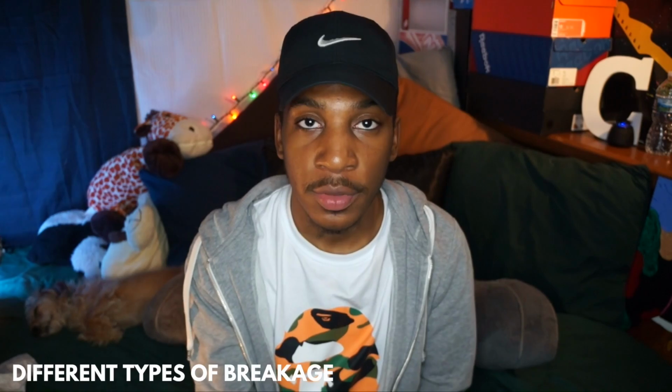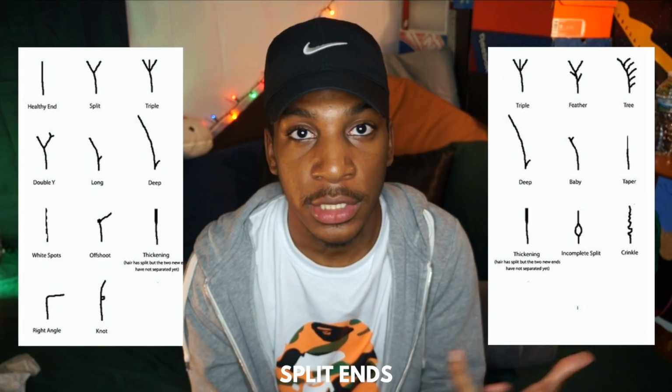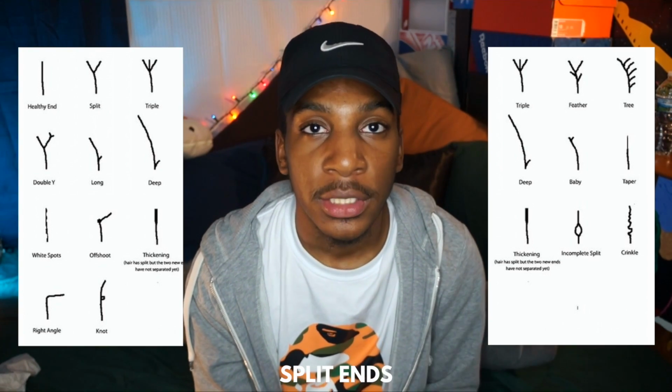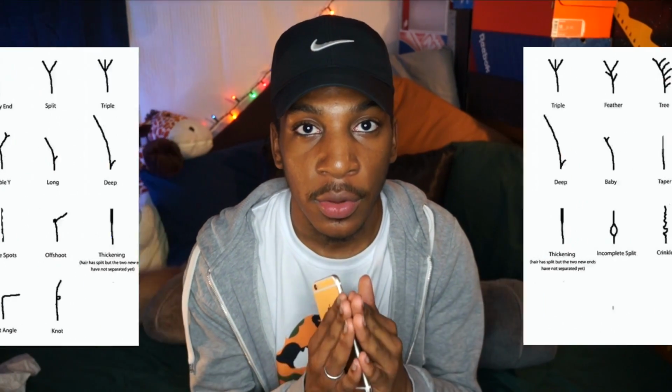So what are different types of breakage? The most familiar one and most known is probably split ends. I'll put a picture up of examples of different types of split ends. Basically, your hair starts to break apart like this or like this, and eventually if it's not cut off, it starts to split up the hair shaft. That weakens the hair shaft and can cause breakage.